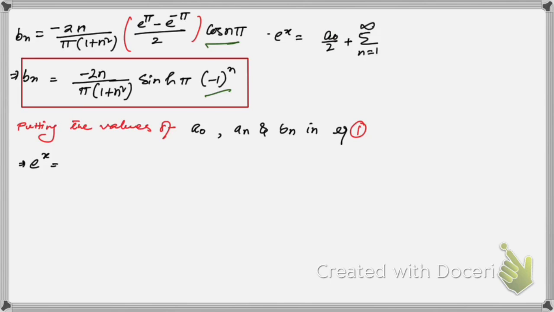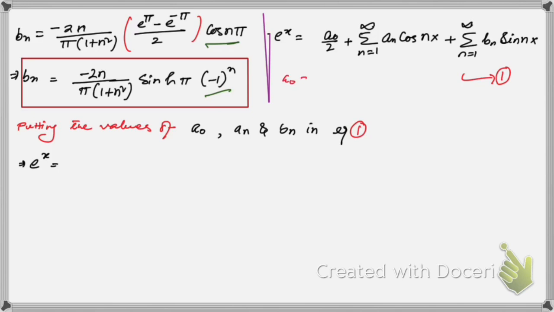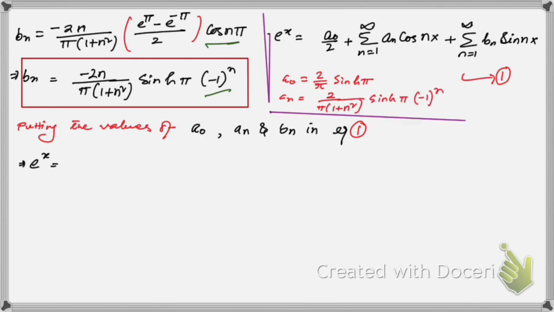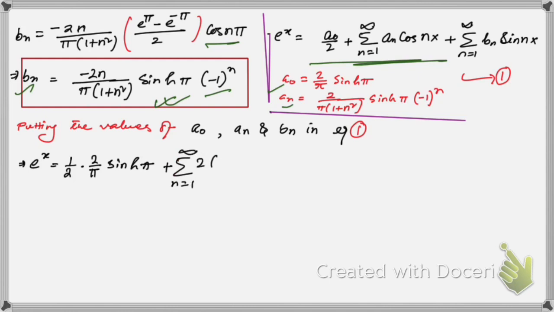So this was the equation number 1. Let me write the equation number 1 here. This is equation number 1, right? This was equation number 1, and a naught was, this is the value of a naught, 2 by pi sine hyperbolic, and n is this was n. We have already found that this is the value of n, and bn is this one. So we put bn, a naught, an in this above equation number 1, and doing so we have got this result, right? So this is the result we have got.